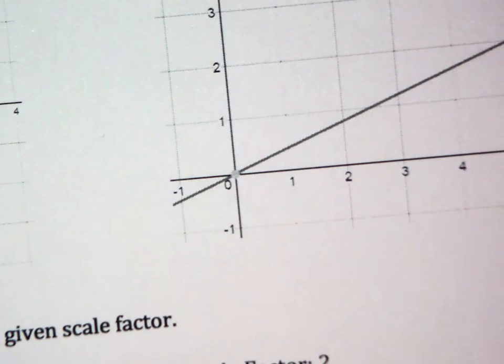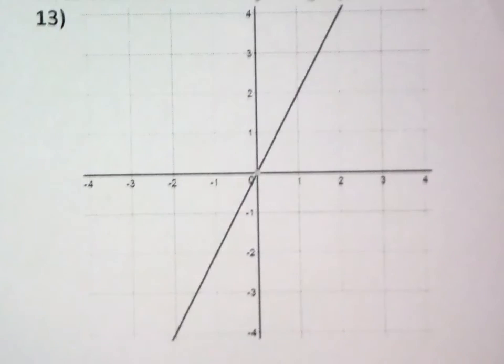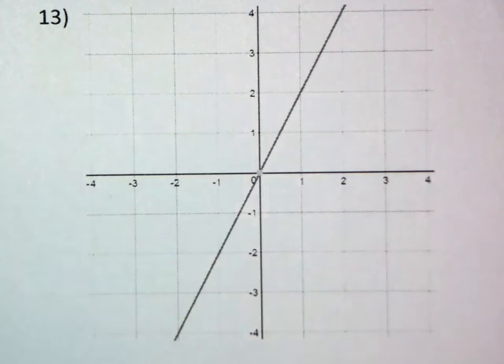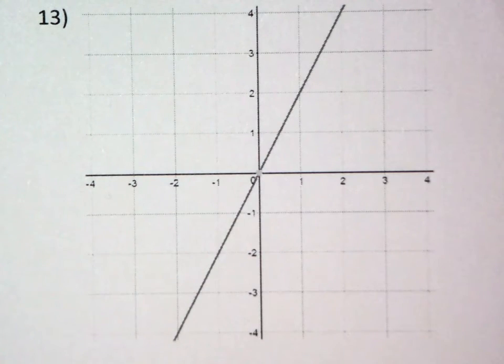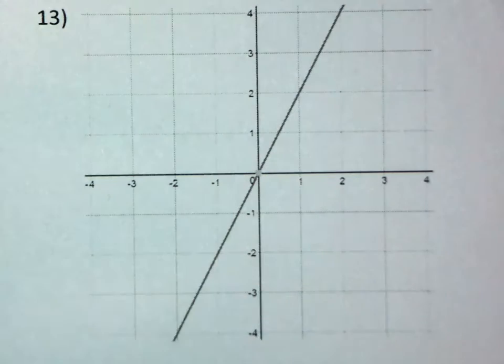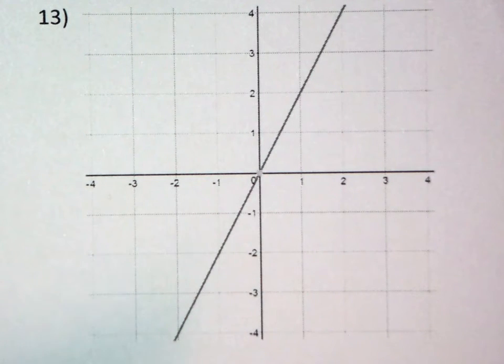All right, now looking at problem 13, determine if the graph demonstrates direct variation. If so, find the constant rate of change. Well, we have two qualifications for direct variation. One is that it goes through the origin, and this graph does appear to go through the origin. And the second is that it's a straight line, and again, this graph appears to be a straight line.